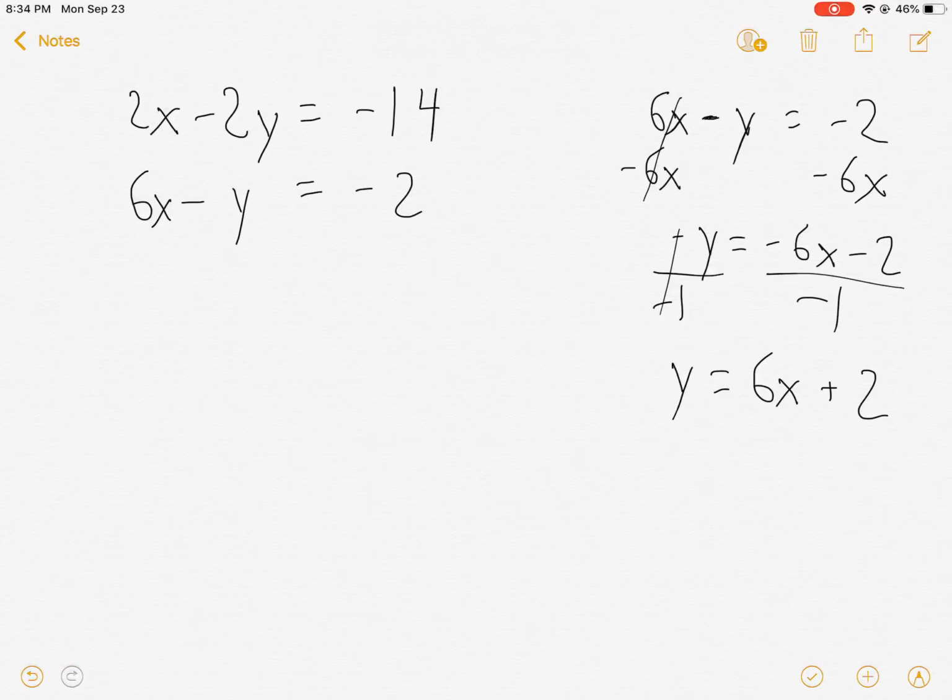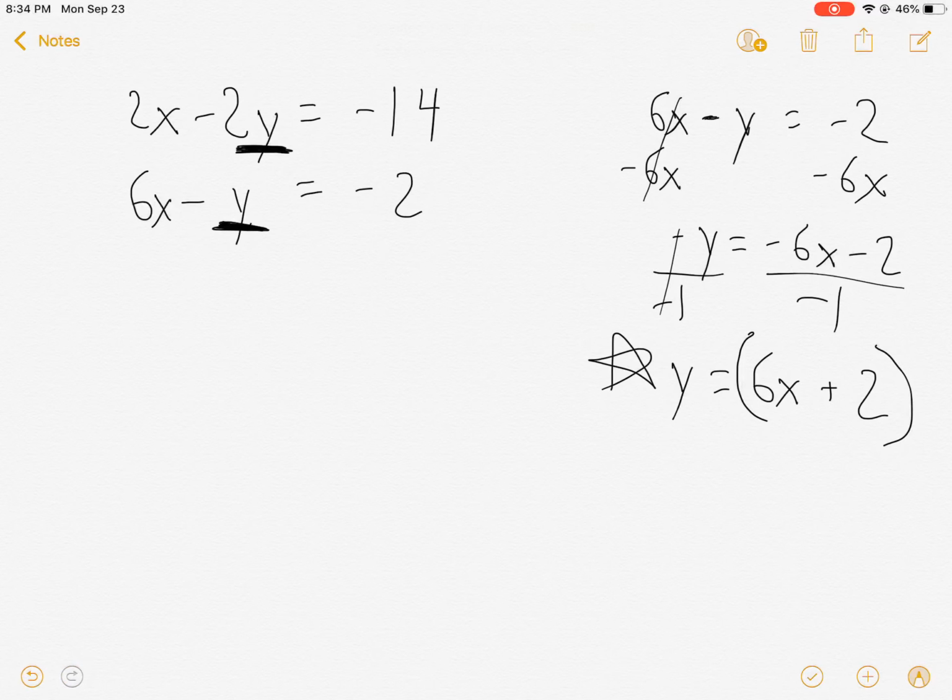What we have just established here is that apparently y is equal to the quantity of 6x plus 2, at least in the second equation. But if we're calling this a system and we're trying to solve the system, whatever y equals in one equation, y should also equal that in the second equation. So if we know that this y right here is equal to 6x plus 2, this y right here must also be equal to 6x plus 2.